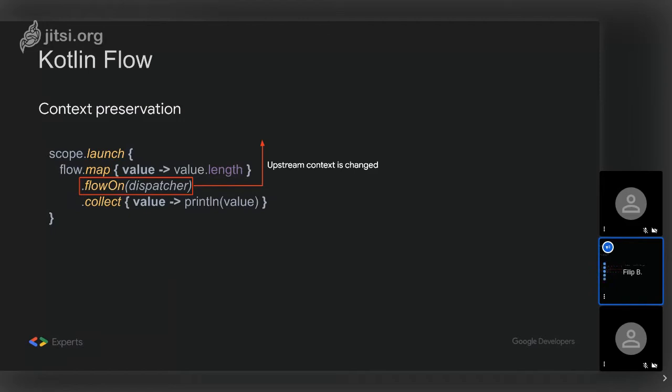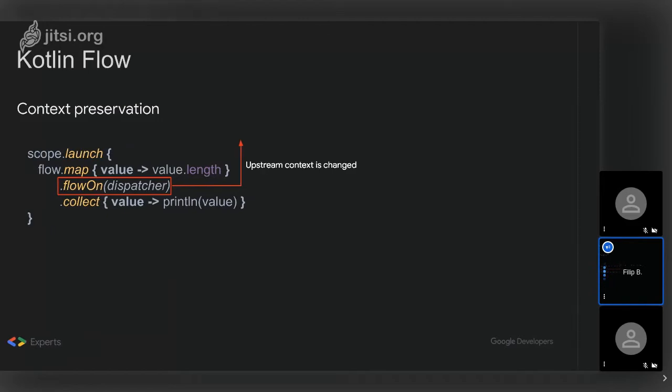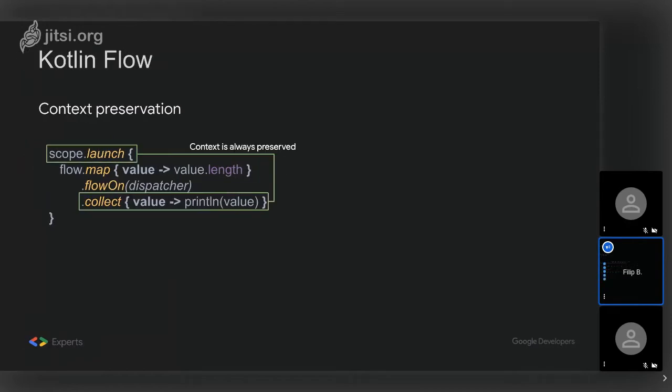So we can change the upstream context, but the actual collect is going to be preserved by the scope's or the launch block's context. So if the scope is on the main thread, it will essentially run on the main thread. So in this way, you don't have to worry about switching back to the main thread, because if you're running some code or collecting on the main thread by default, you don't have to worry about that. And if you want to switch any operation from flow to the IO dispatcher or a default dispatcher, you can just do that using flowOn.